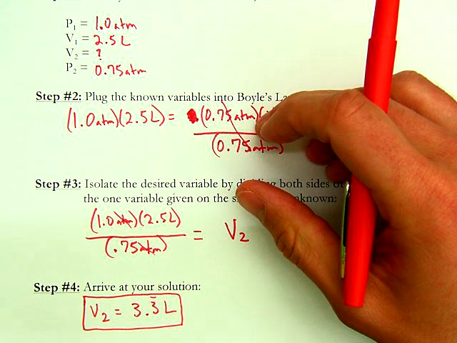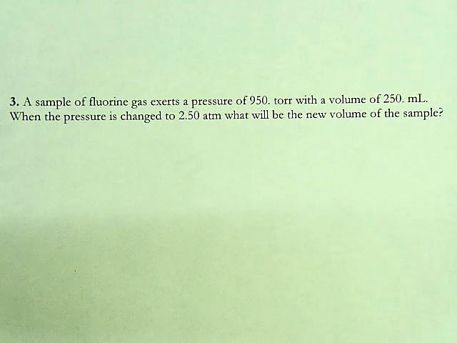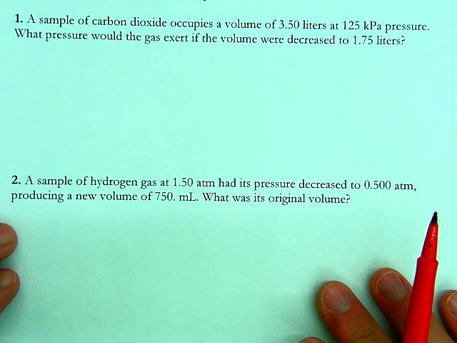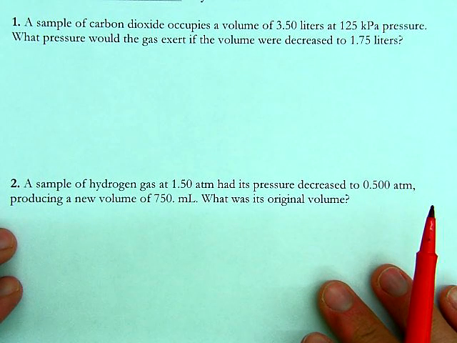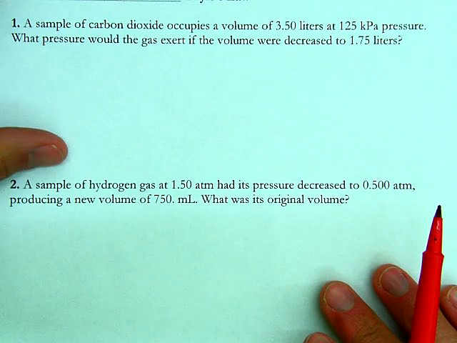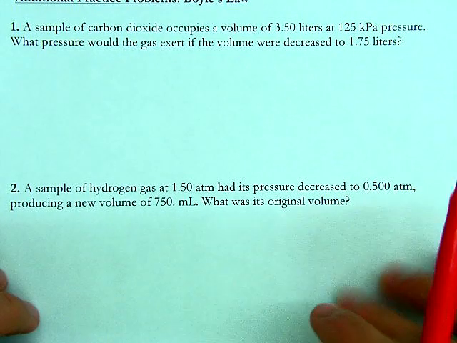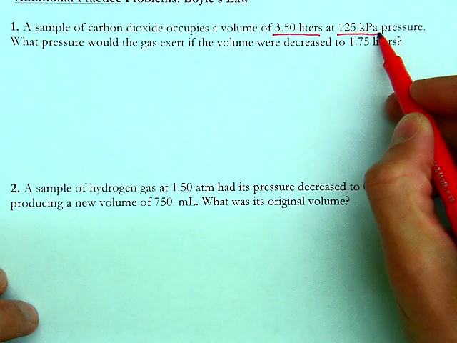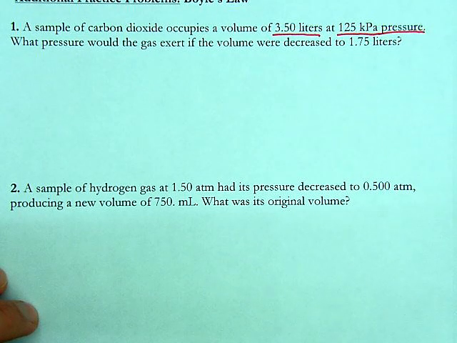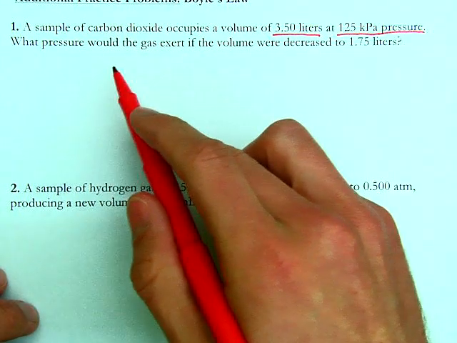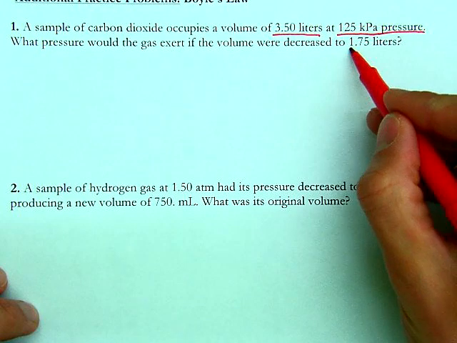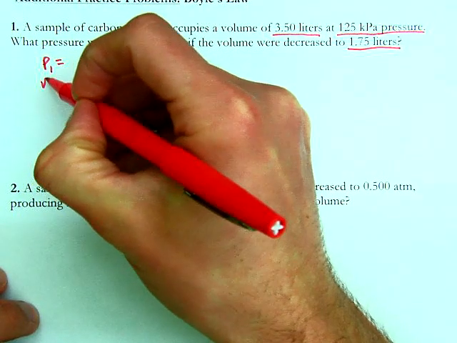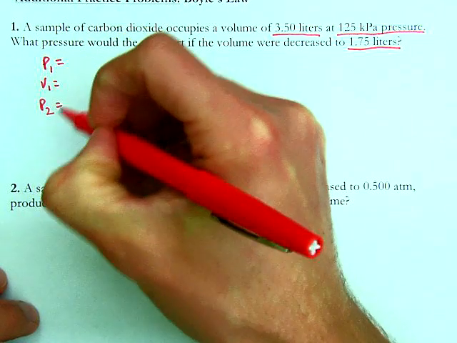The next one is going to be solving for a different variable. So the next problem says a sample of carbon dioxide occupies a volume of 3.5 liters at 125 kPa pressure. So kPa is kilopascals. It's a unit of pressure. What pressure would the gas exert if the volume were decreased to 1.75 liters? So again, P1, V1, P2, V2.